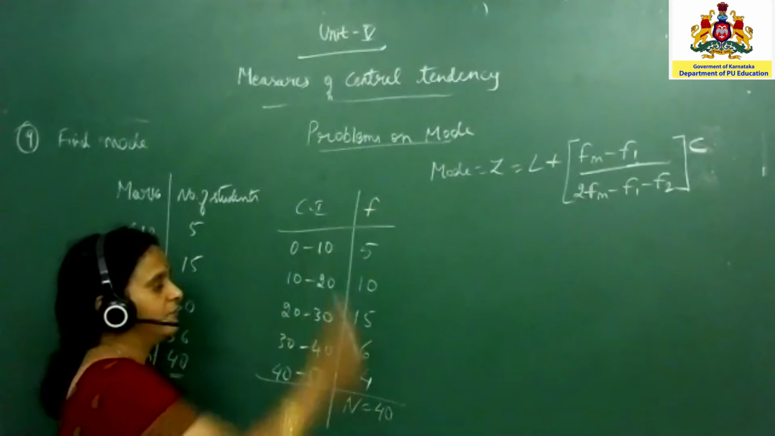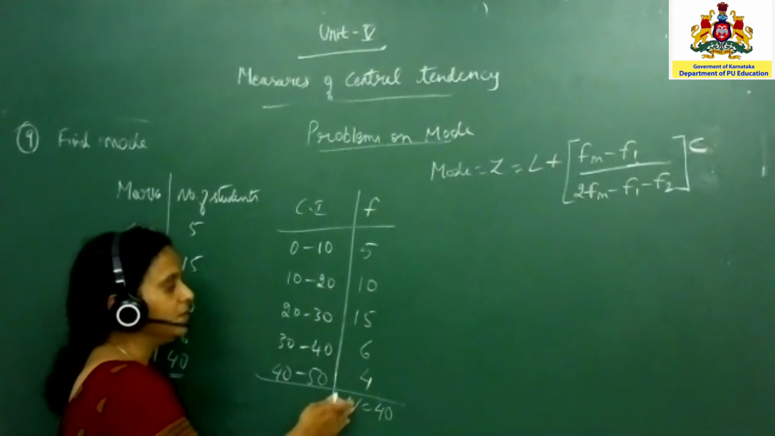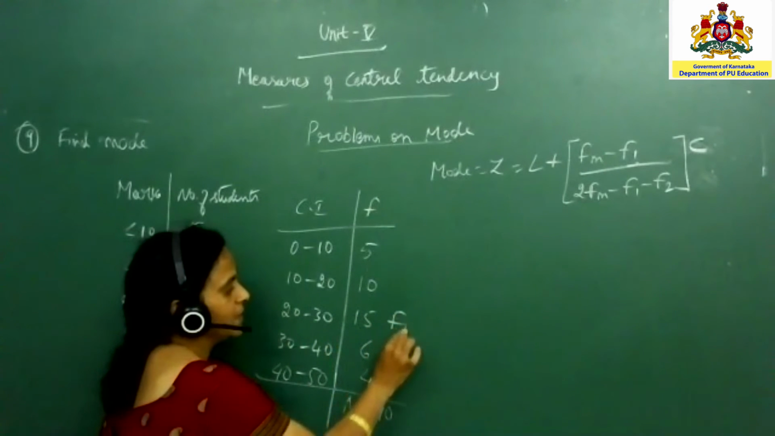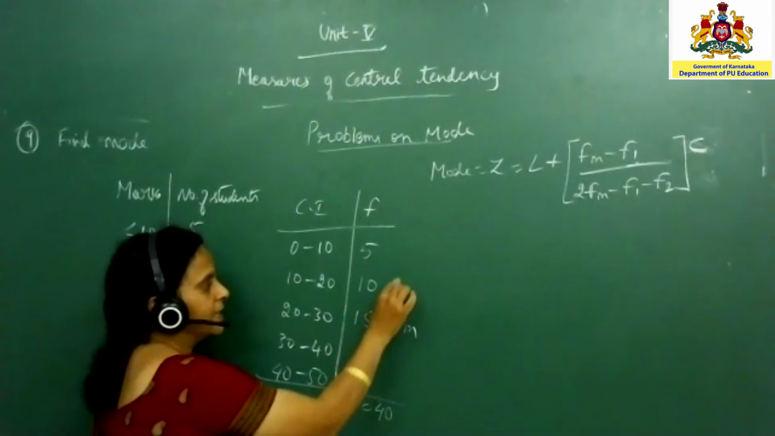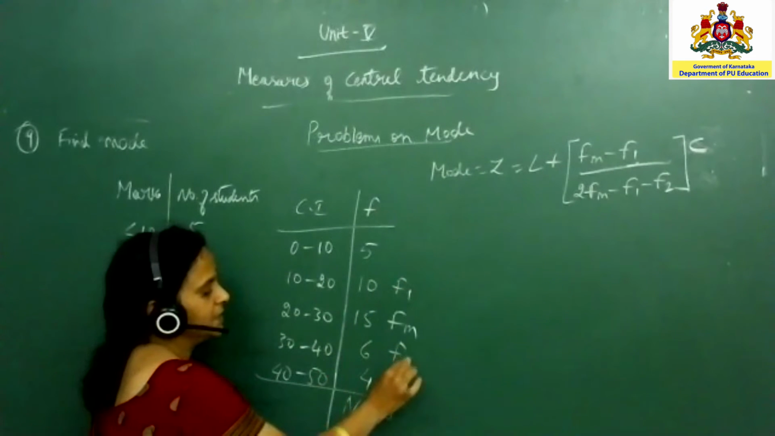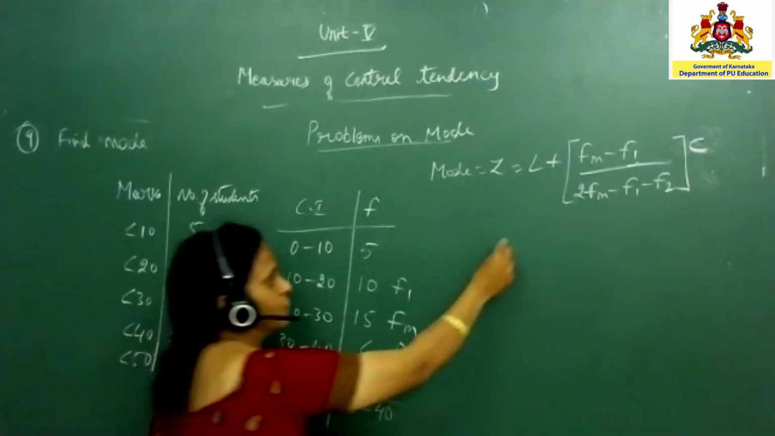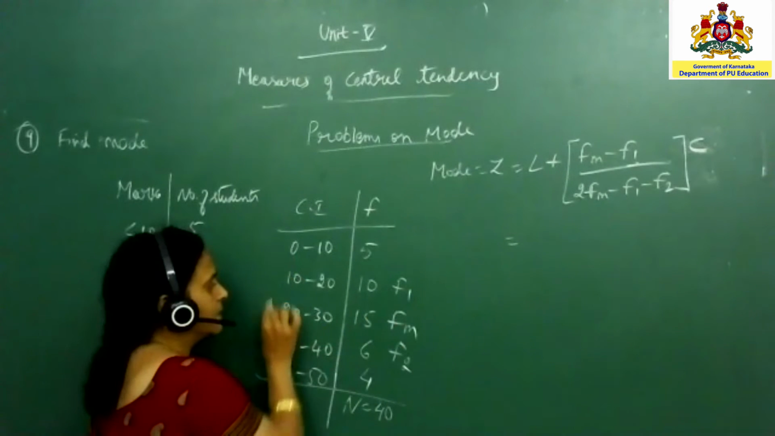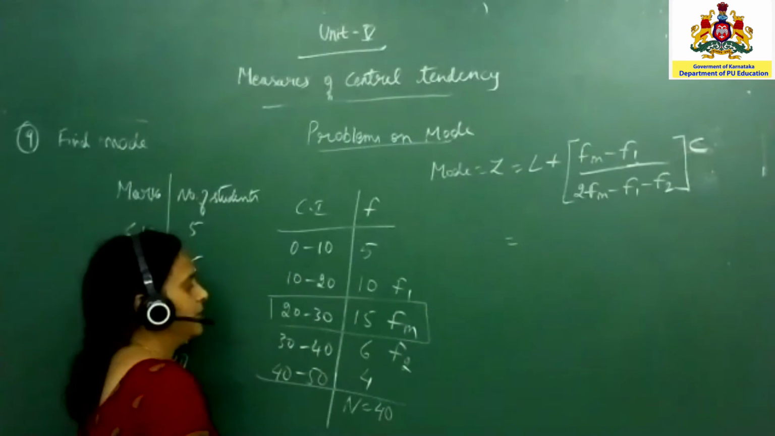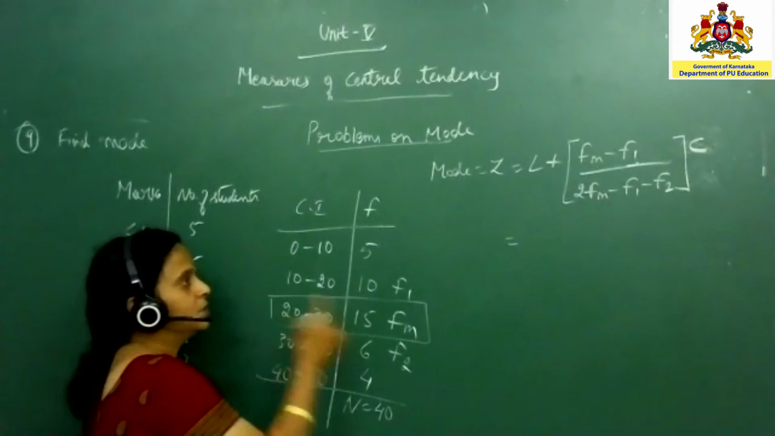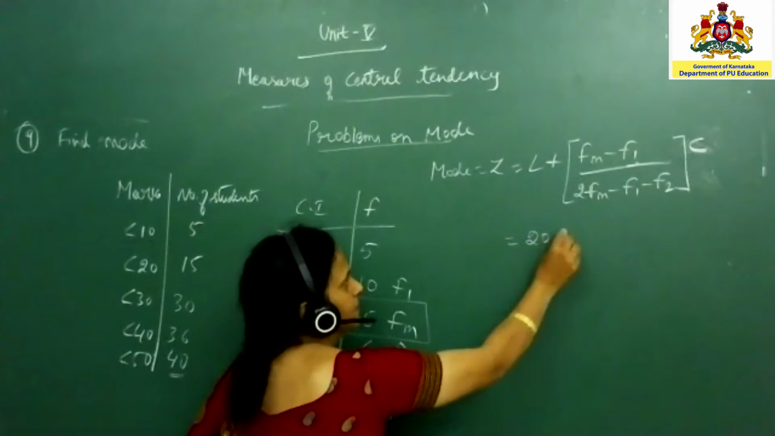Next, the same way, right? I search for the highest frequency, the largest frequency. In this case, it is 15. So I take this 15 as Fm, the preceding one as F1 and the succeeding one as F2. With this, I'll substitute in the formula. So here, this becomes the modal class. Here 20 becomes the lower limit of the modal class, so L is 20.